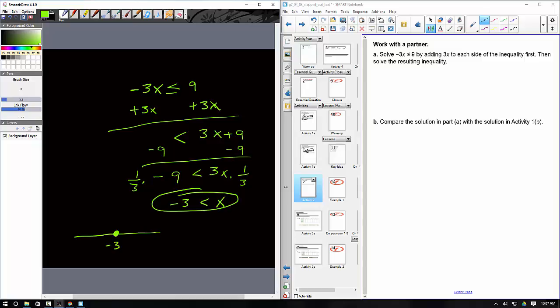Now let's see if we can do another one. Let's try the 0 test. I like doing a 0 test. So what is negative 3 times 0? Well, that's 0. And is 0 less than 9? The answer is yes, it is. So I'll put 0 here.